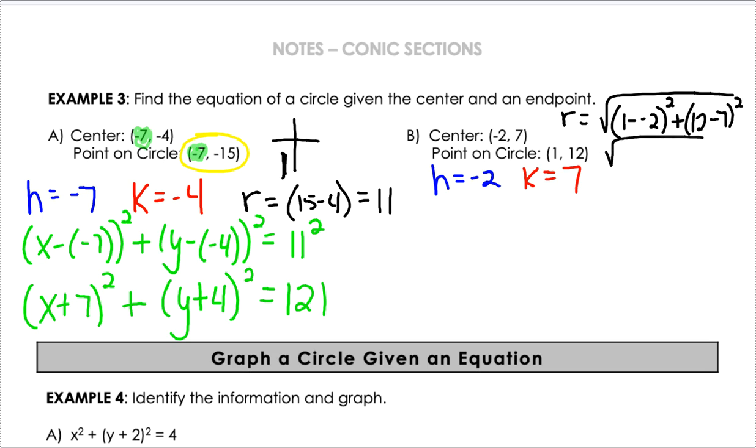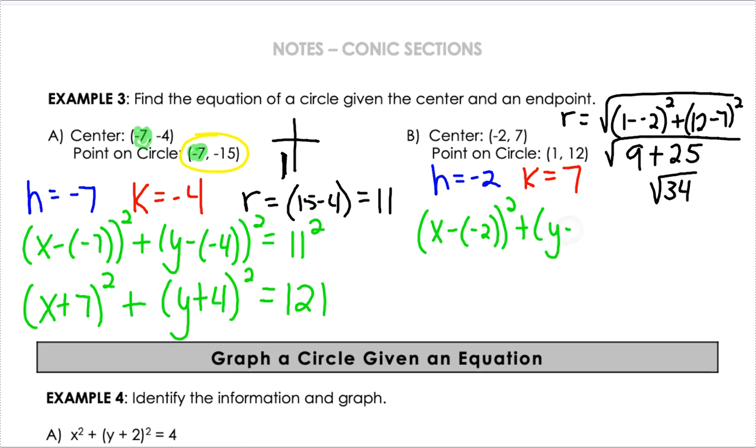So when I simplify that, that would be 3 squared, which is 9, plus 5 squared, which is 25, and so that would be the square root of 34 for my radius. So now I have all the key parts I need. I'm going to plug them into my formula. So x minus negative 2 squared plus y minus 7 squared equals the square root of 34 squared.